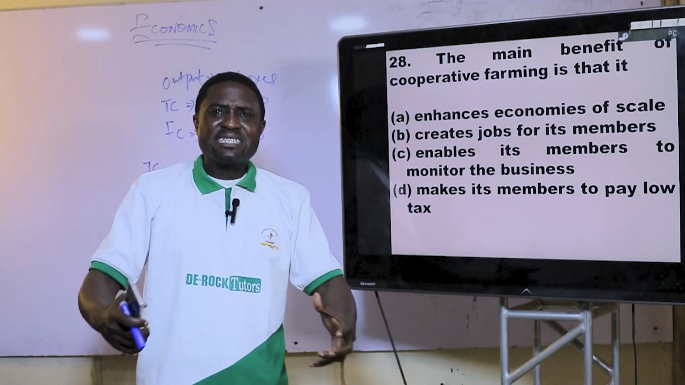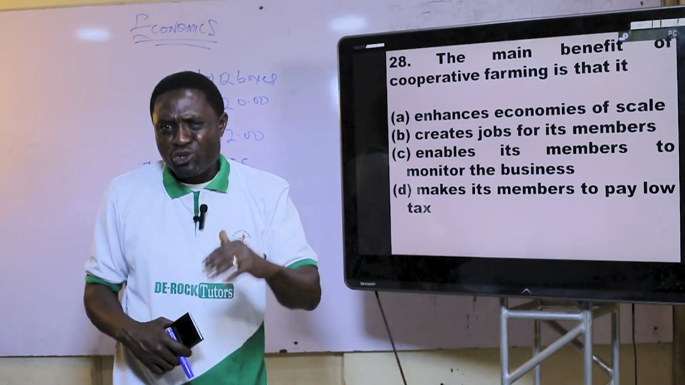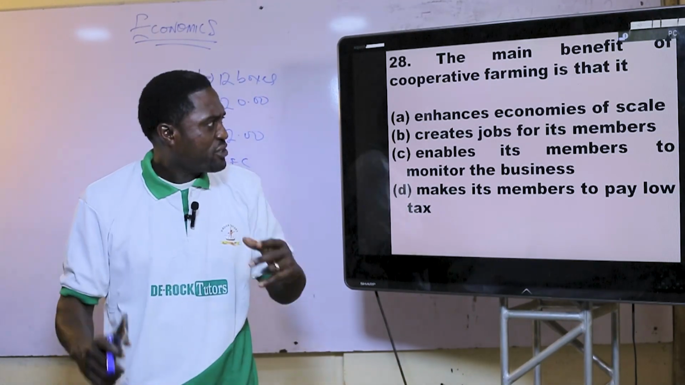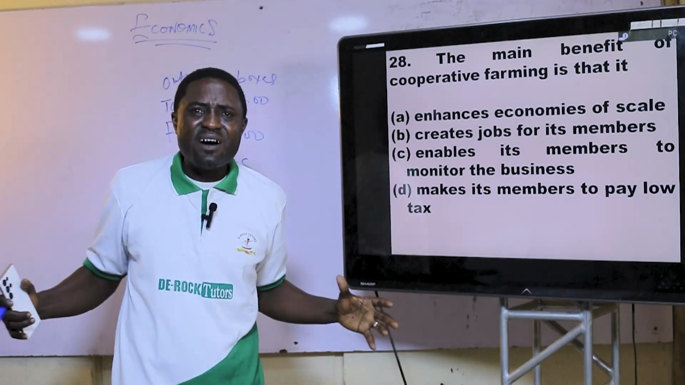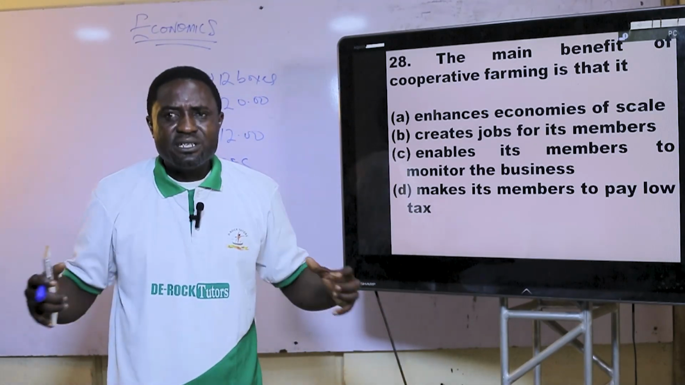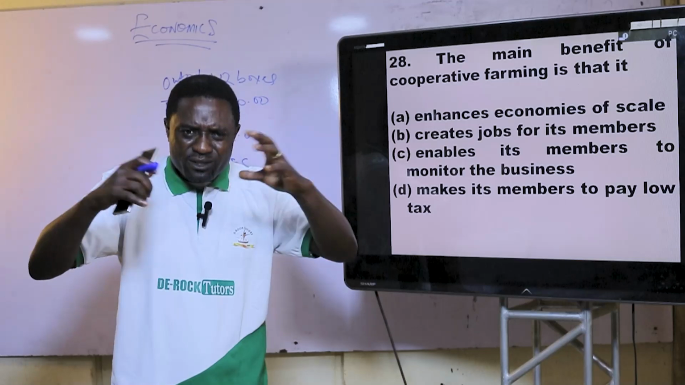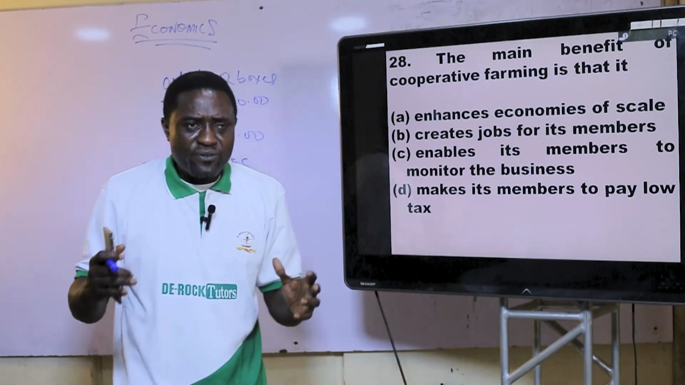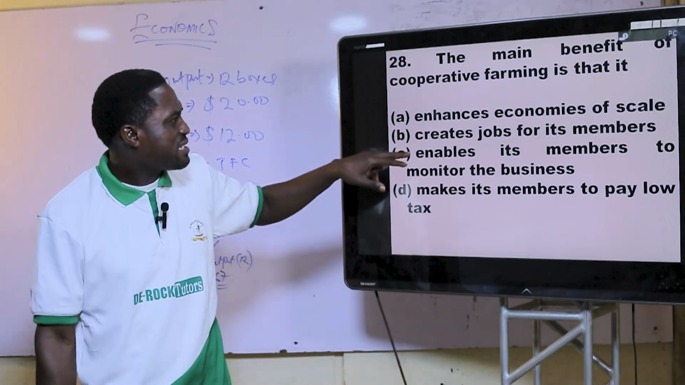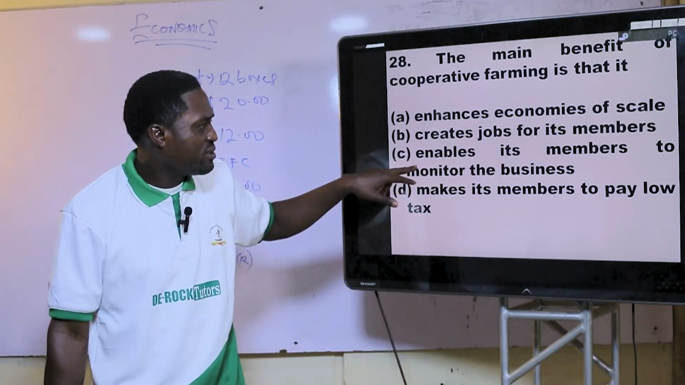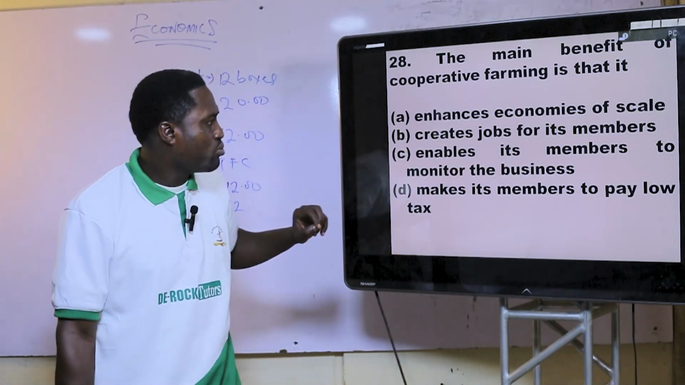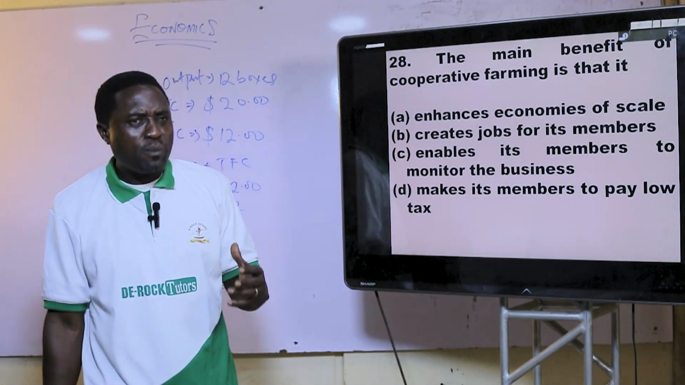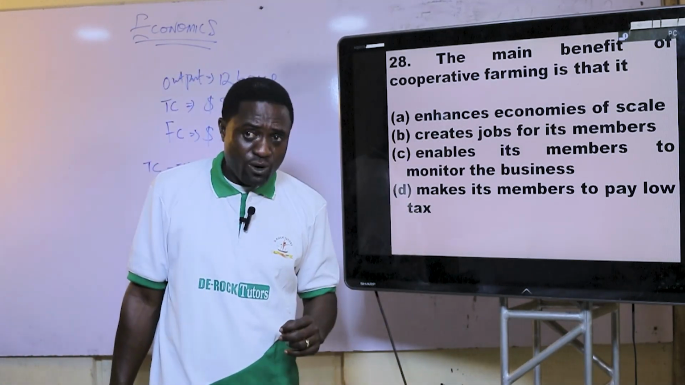The benefits that accrue to you: the average cost of production is down, and as a result of that, you make more profit. So it enhances economies of scale because they have a pool of funds that can be harnessed to get something in large quantity, and they get it at a cheaper rate, which is going to benefit all the members. So that is the perfect answer. Creates jobs for Israel? No, that's not the one. Enables its members to monitor the business, makes its members pay low tax? The major benefit is that it enhances economies of scale.